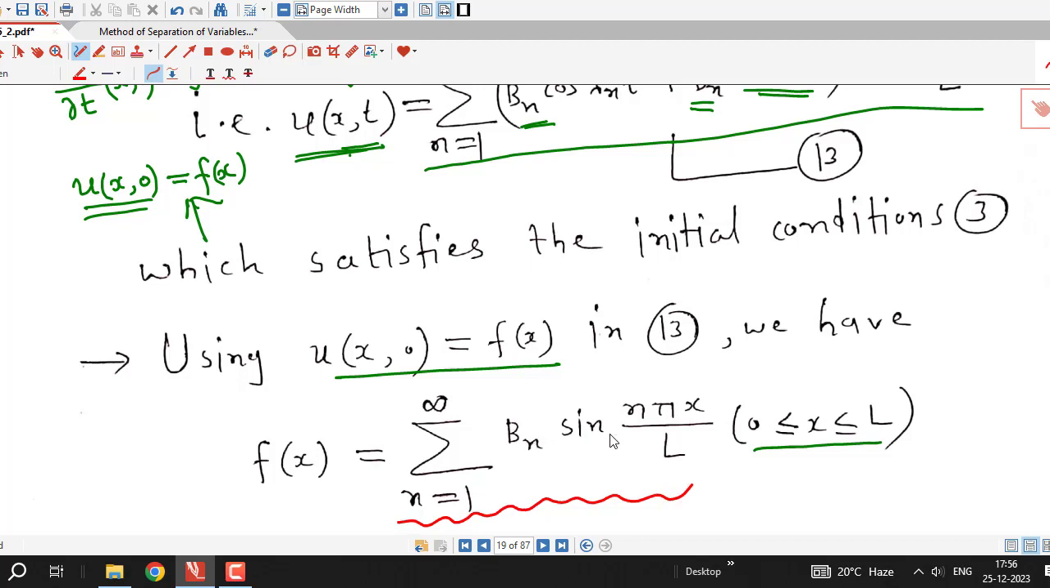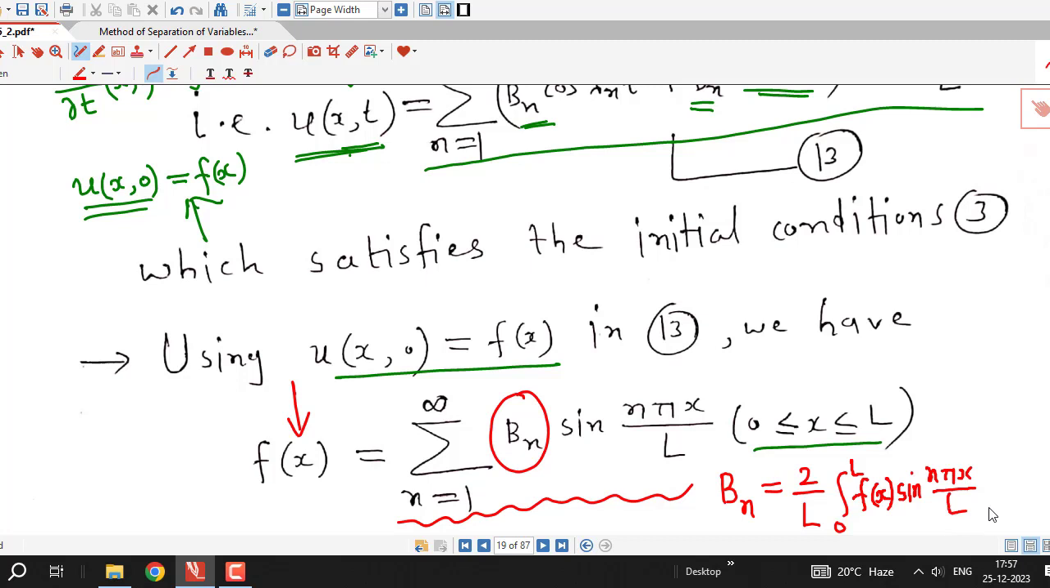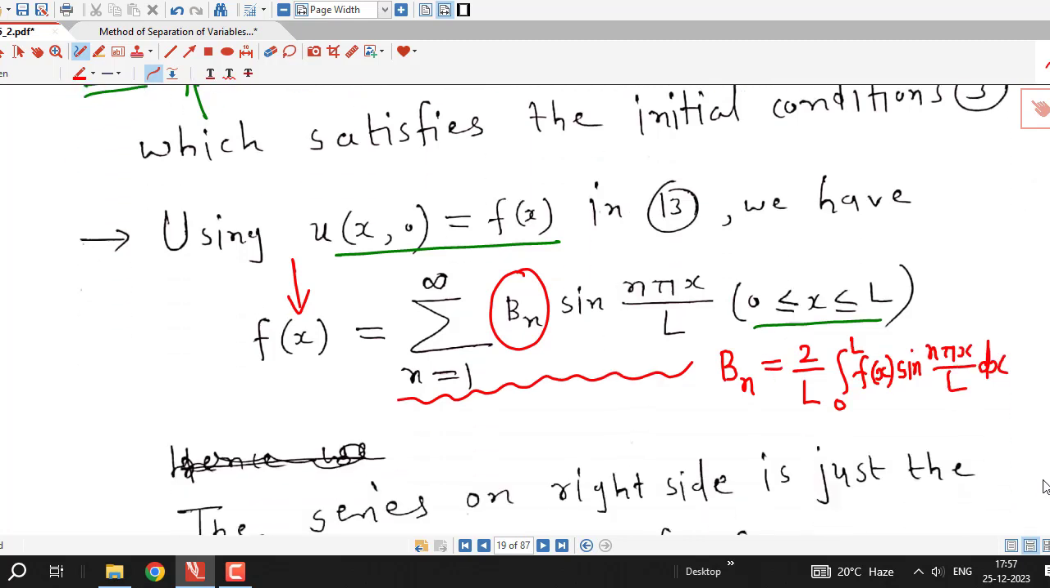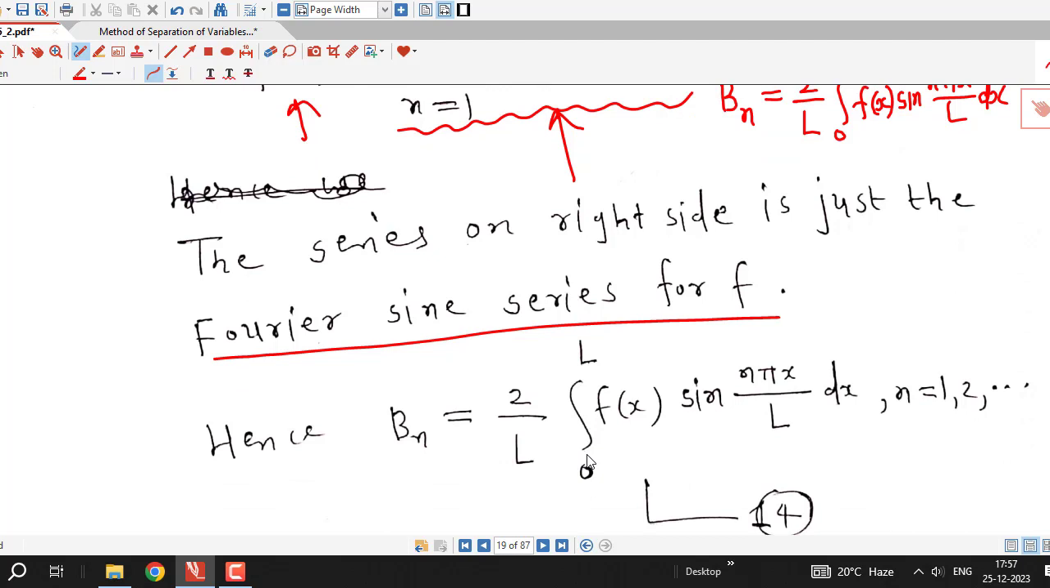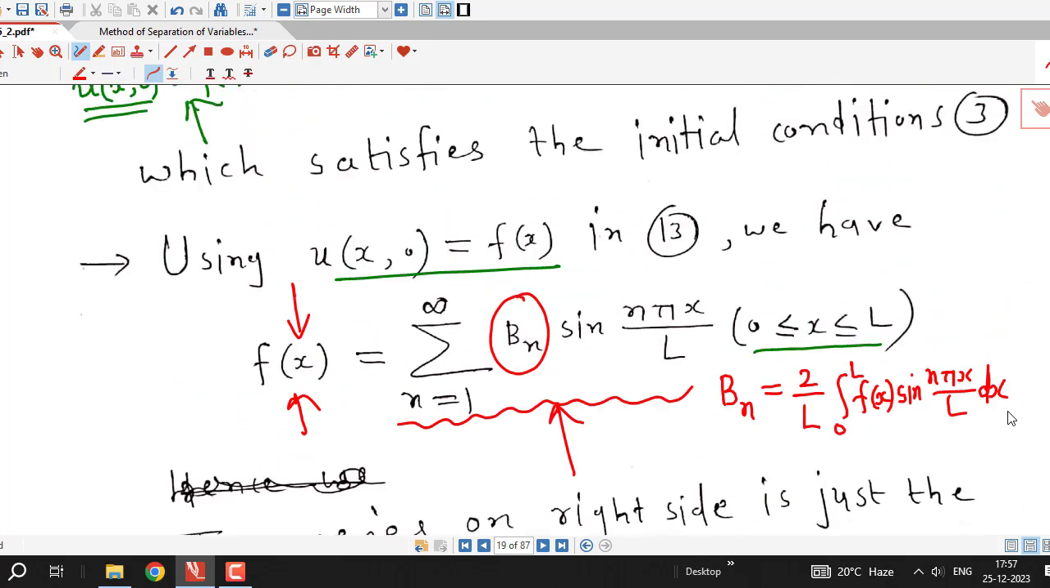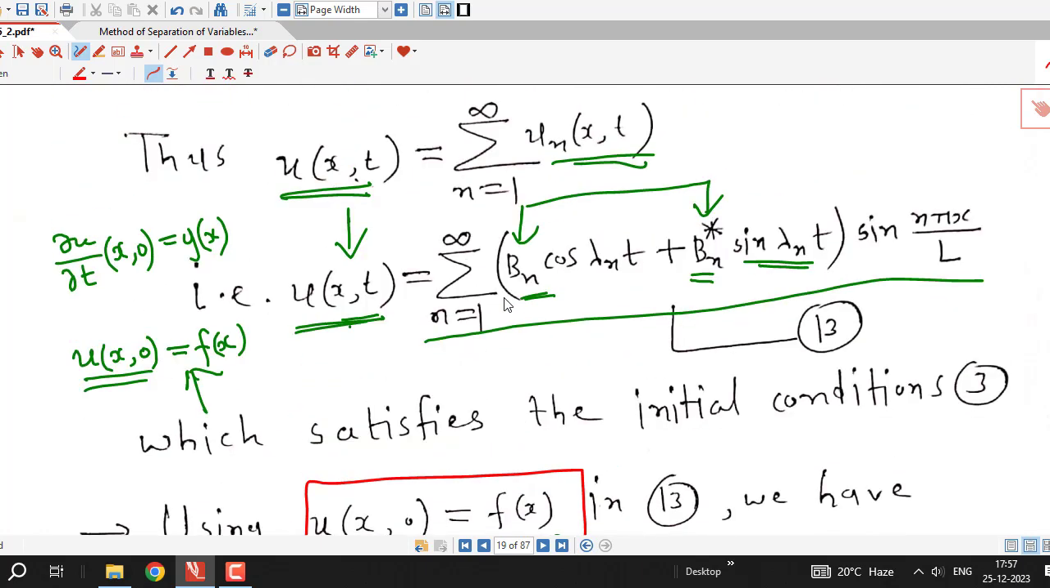Now if you think, this is a familiar series. It is nothing but the Fourier sine series of this function f(x) in the interval 0 to l. And we know that if we have a Fourier sine series, then these coefficients are called Fourier coefficients, and they are given by bn equal to 2 divided by l integral 0 to l f(x) sin n pi x by l dx. So using this initial deflection, we are able to determine the constants bn.